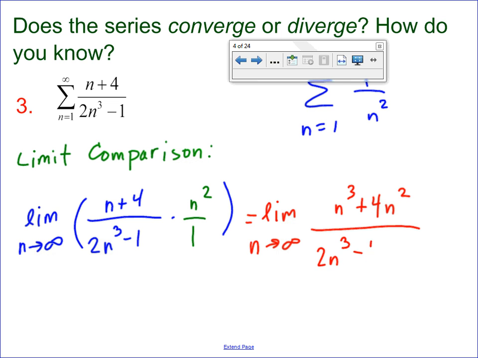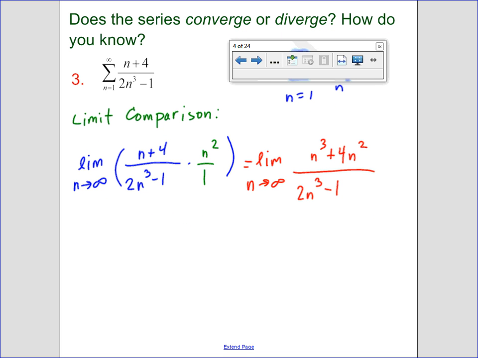2n cubed minus 1. And as n goes to infinity, I see that the dominant term on top, 1n cubed, over the dominant term on bottom, 2n cubed, through L'Hopital's rule, or through algebraic simplification, that is maybe dividing every single term by n cubed, the largest power of n that appears, I'm going to get 1/2. Do you guys see that? So we'll get 1/2, and you can do either of those. I've been kind of liking this algebraic.